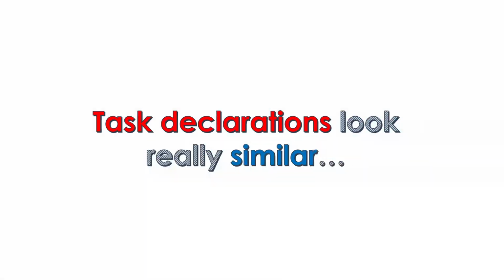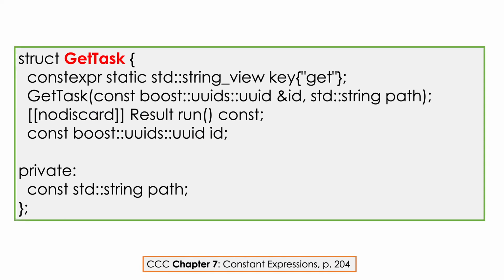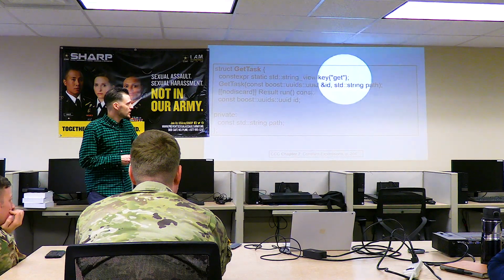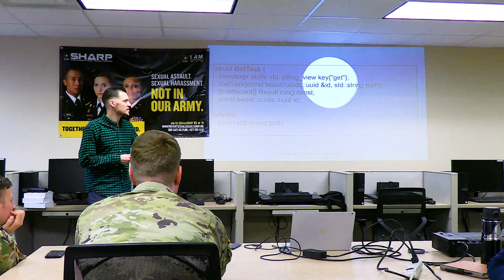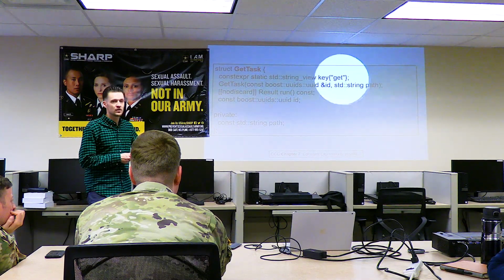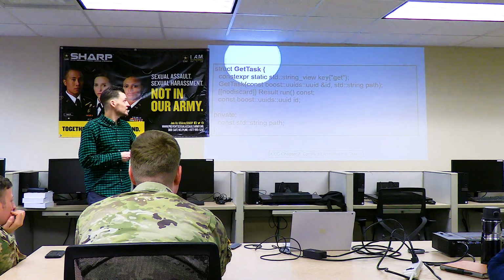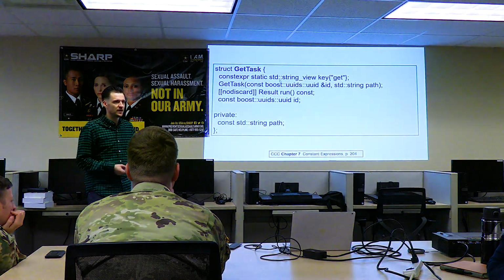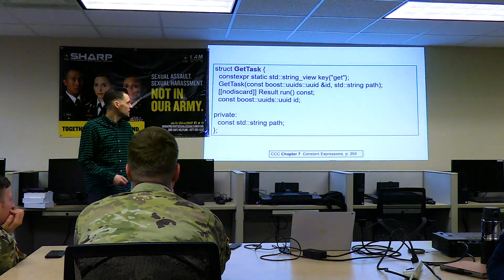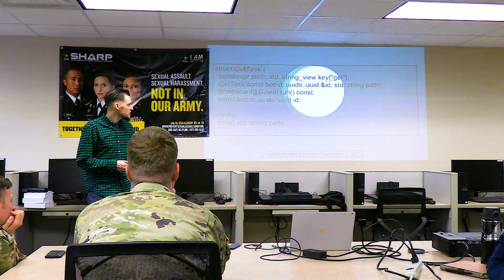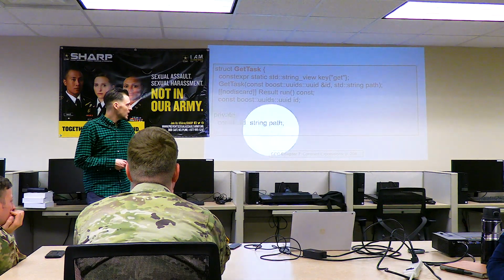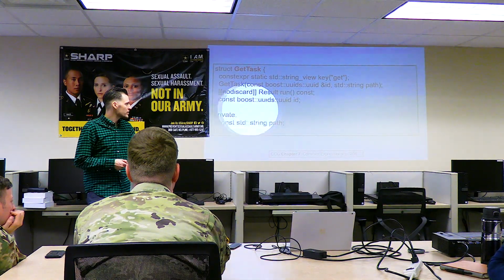The task declarations look super similar, so let's just go through them really quickly. We're going to have this little key object that we'll get to. This is useful for parsing the JSON. Essentially, it associates a human readable string to the type. And I'll show you how we're going to iterate through all the possibilities and construct the correct task out of that. It's got a constructor that does the same old store member variables trick.